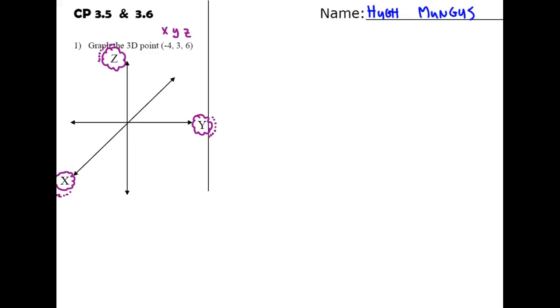All right, so here's how this is going to go. We're going to go -4 in the x direction. That's going to be back 4. 1, 2, 3, 4. It's back that way.